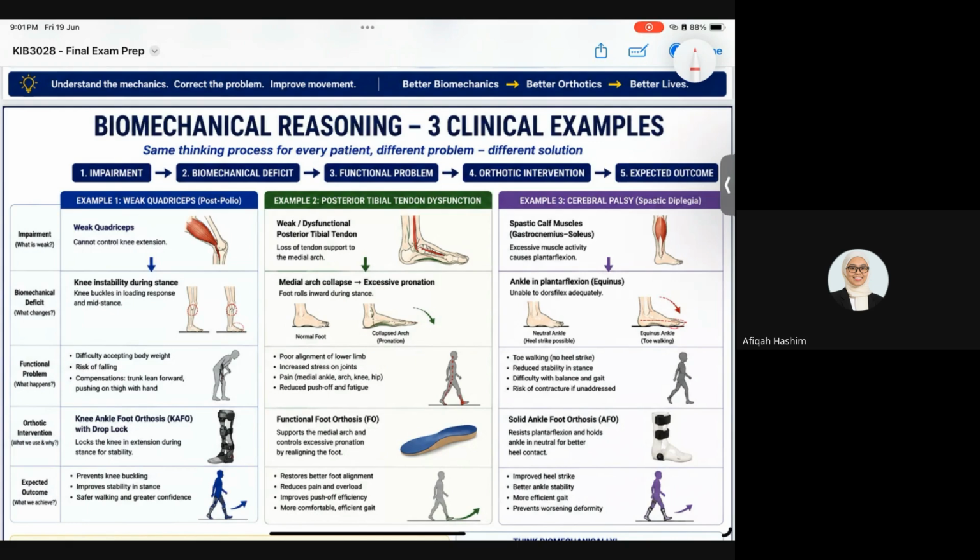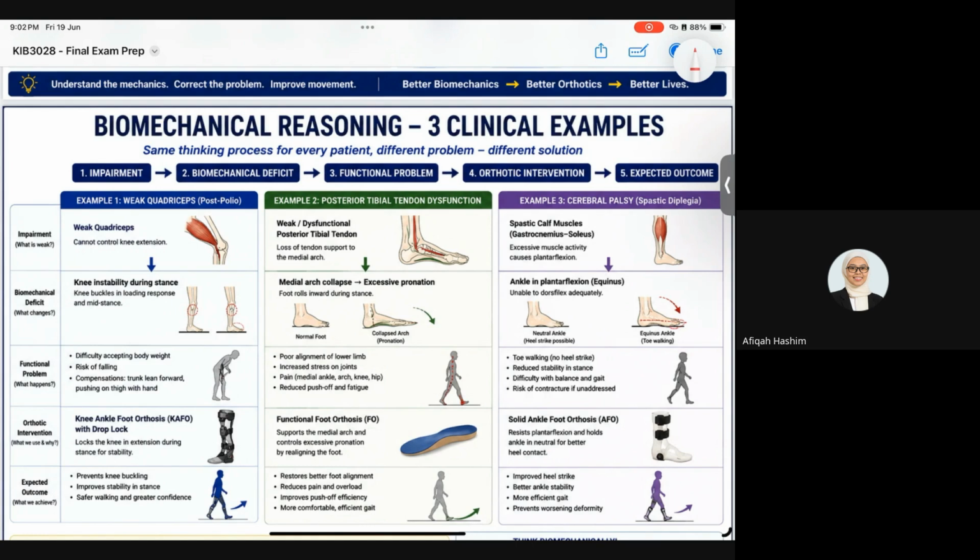They cannot control the knee during the loading response, and it will not prevent it from collapsing. So when this muscle is weak, the knee becomes unstable. The patient may walk and buckle during the stance phase. As a result, the patient has difficulty accepting the body weight and has a higher risk of falling. Some patients will compensate by leaning their trunk, bringing the force forward, or pushing their thigh with their hand to keep the knee straight.